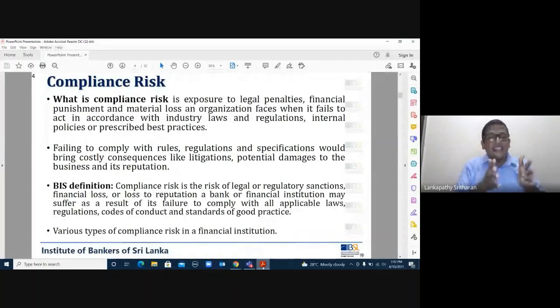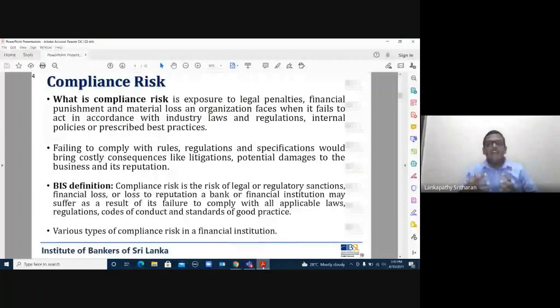So if there is any question in the exam paper, what is compliance risk, then you can give the compliance risk definition. I gave you the BIS definition, the Bank for International Settlements definition, in the slides, which says that compliance risk is the risk of legal or regulatory sanctions, financial loss, or loss to reputation a bank or financial institution may suffer as a result of its failure to comply with all applicable laws, regulations, codes of conduct, and standards of good practice. According to this definition, compliance risk could be non-compliance with any legal or regulatory requirement, best practice, or industry law; everything will be considered compliance risk.